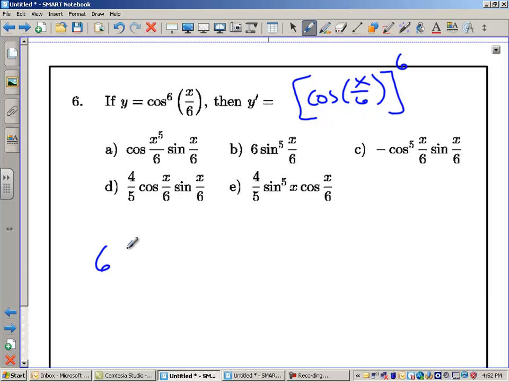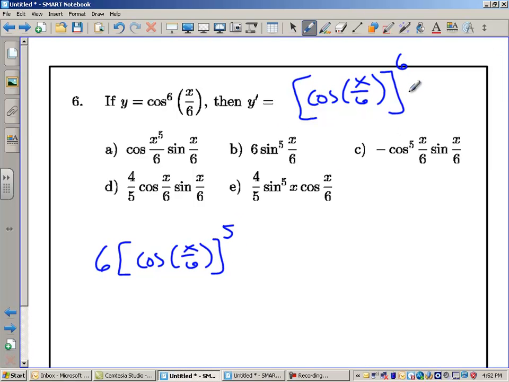So my derivative is going to be 6 times cosine of x over 6 to the 5th power. That's the derivative of the outside function. Now times the derivative of the inside function, which is negative sine of x over 6. And then that times the derivative of the inside function, which is 1/6. So let's see, where is that here? So I've got a 6 and a 1/6. Well, those go away. So I need a negative. Cosine of the 5th, there it is, right there.